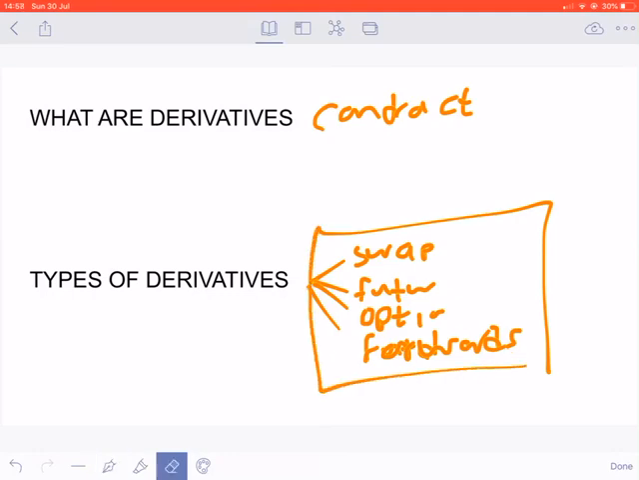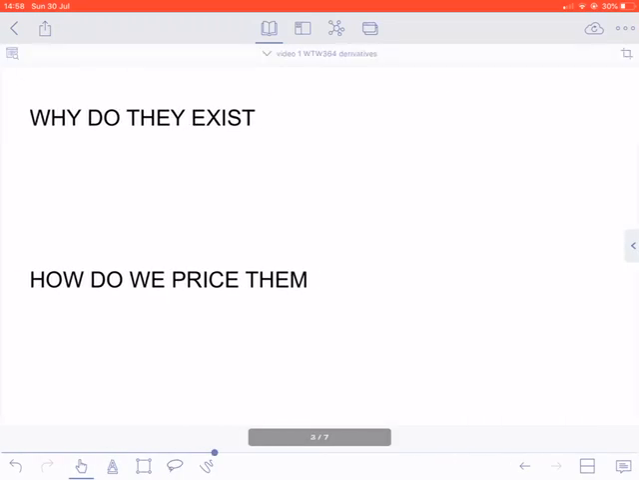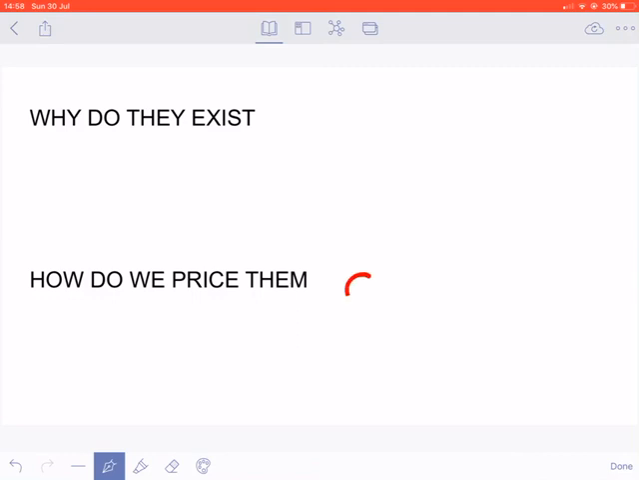We are actually going to be looking at the last two, options and forwards, and how we are going to price them. More especially, we are going to focus on options and how we price them. We are going to look at the put-call parity, the binomial model, as well as the Black-Scholes equation. So hang tight as we go through all these theories.